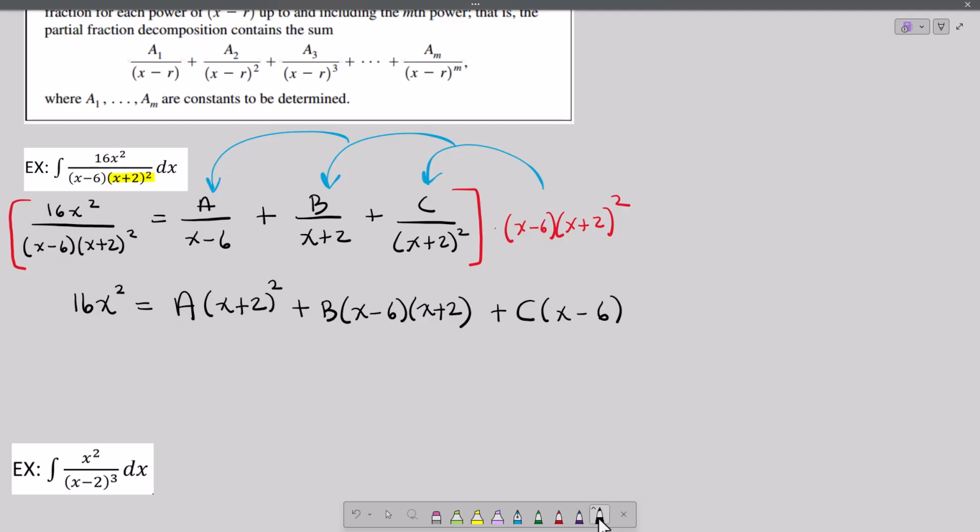And here's where, yeah, Lauren? Why do we take x plus 2 and then we also take x plus 2 squared? Because wouldn't that give us 3?